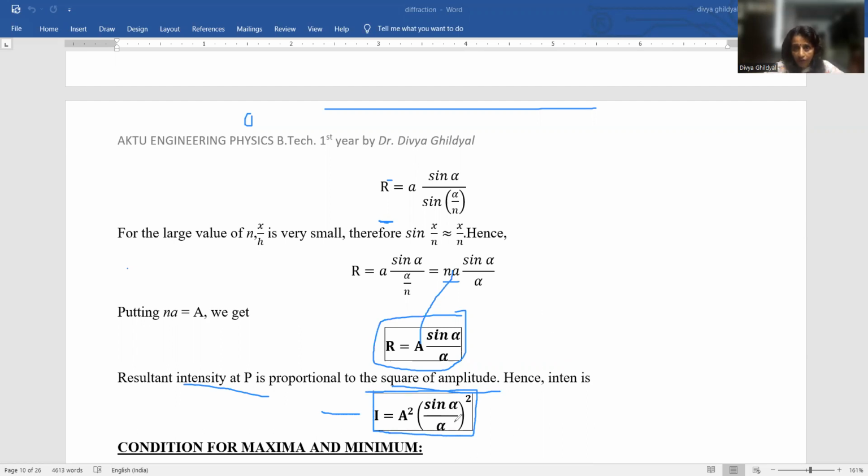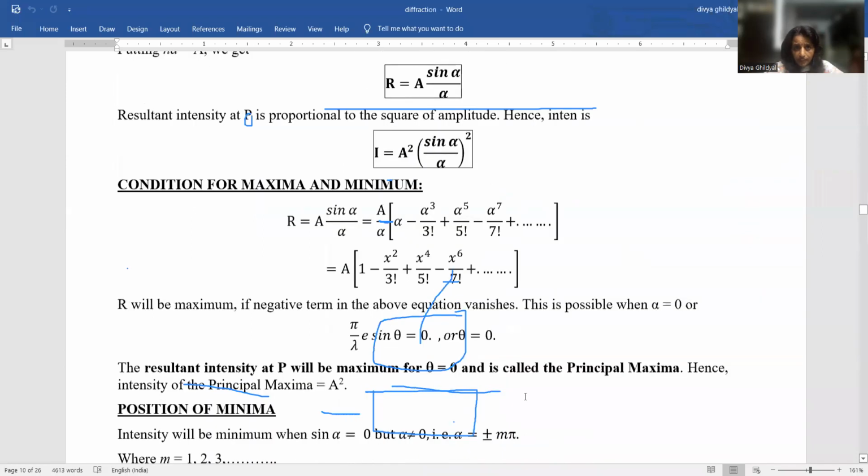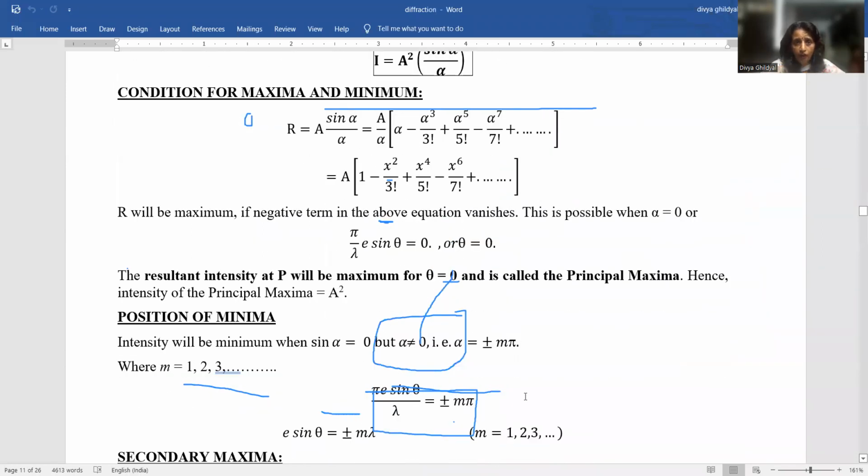Here, alpha is, as I showed you upstairs, pi e sine theta by lambda. Now, the condition for maxima and minima. That means what type of spectra we will get on the screen. So we have found an expression for resultant intensity R equal to A sine alpha upon alpha.